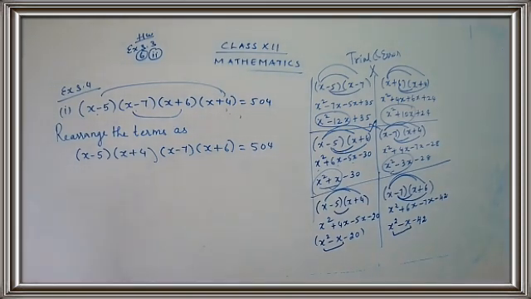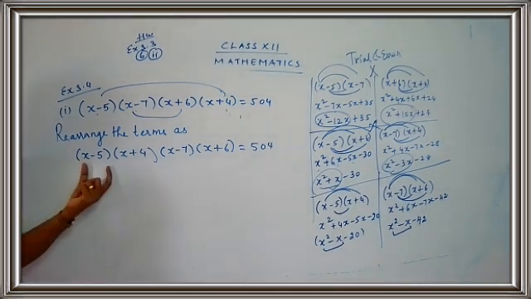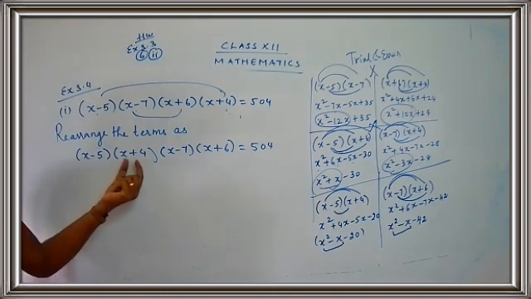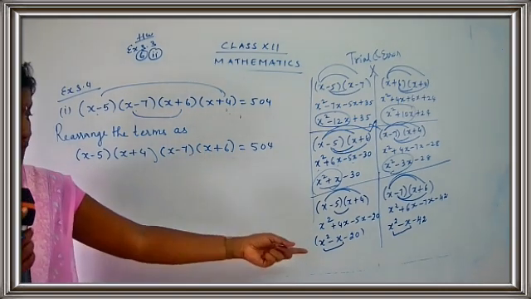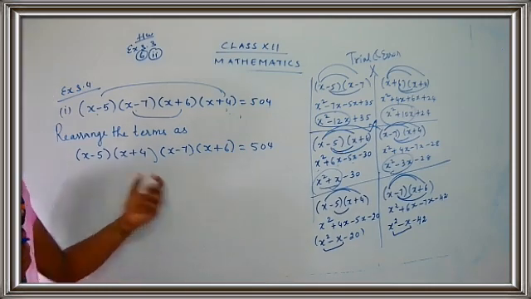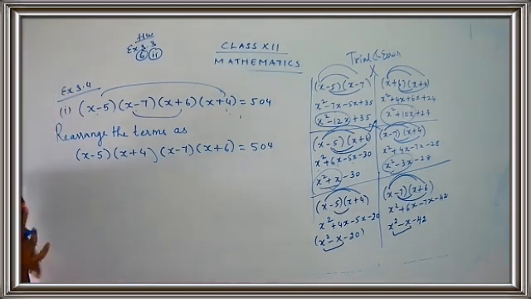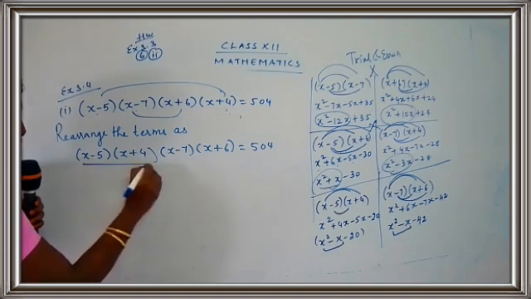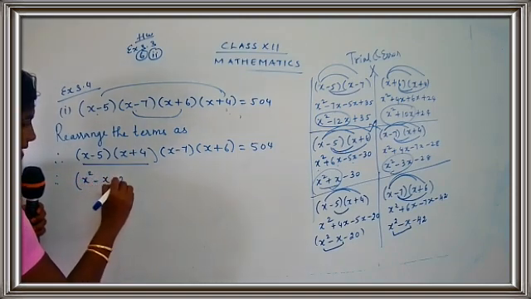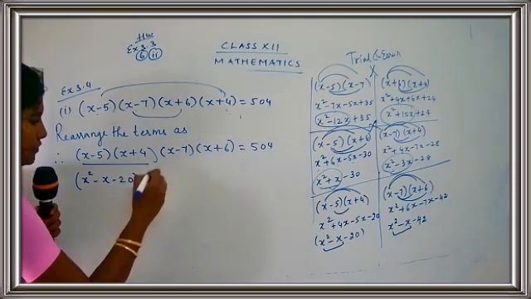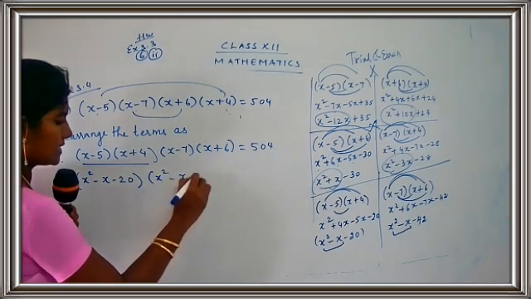Now let's go for the simplification work. We are going to just open the bracket, and already we have found the answer for x minus 5 into x plus 4, and also for x minus 7 into x plus 6. So we can write the answers directly. Let's write the answer over here. What is the answer for this two? It's x square minus x minus 20. And what is the answer for this? x square minus x minus 42.